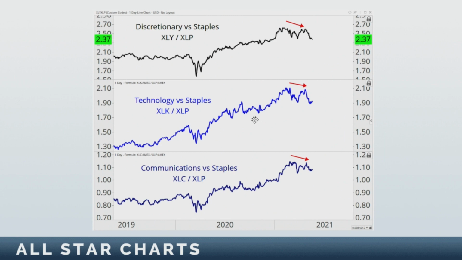So, all right, what else is happening? Staples are not just outperforming the S&P 500, but they're also outperforming consumer discretionaries. They're outperforming communications, right? These are all things that we have not seen in a long, long, long time. Notice how these lines used to go up, right? These lines used to go up, and now they don't.